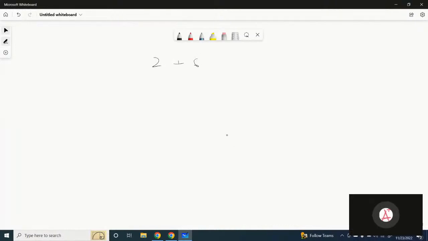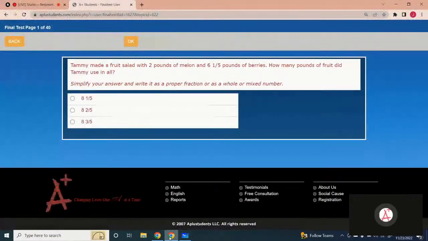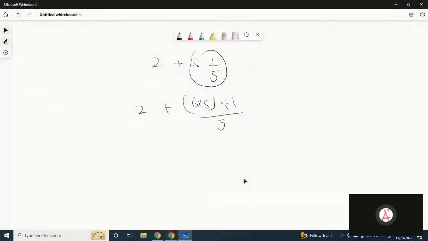It would be 2 plus 6 whole 1/5. Got it? Okay, just convert the 6 whole 1/5 to the improper fraction. So it would be 5 times 6 plus 1 divided by 5. Got it? Or simply just add their whole numbers.